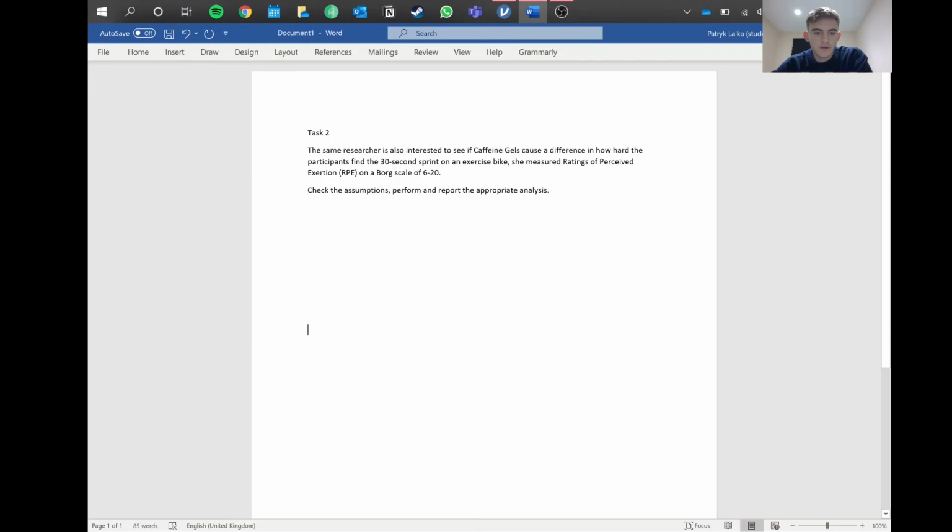So how I did it: RPE, measured on this Borg scale, was not significantly different in the caffeine gel condition, with a median of 30 and a variance of 4, than the placebo condition with a median of 12, and then again you don't need to write the variance because you've written it here, so 5. Then we have our W of 120, a p-value, which tells us it's non-significant, and then the R value. That's basically it for that.